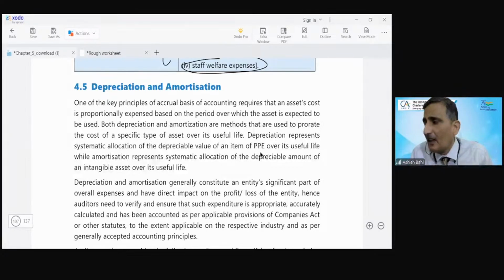Yes, all of you are writing relevant points. Ritika, Amit, Tejaswin.